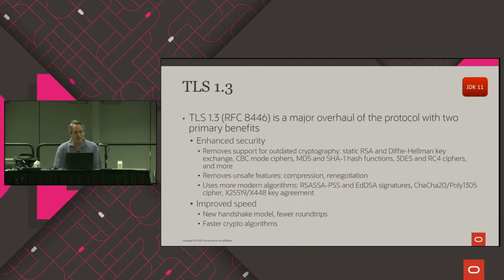By security, I mean it removes the support for some of these outdated cryptography algorithms. Static RSA, where if the RSA key is ever broken, you can basically decrypt everything immediately. It also got rid of the older Diffie-Hellman key exchange in favor of the elliptic curve Diffie-Hellman key exchange. It got rid of some of the CBC, or cipher block chaining, modes. The base for MD5 and SHA-1 is now gone. We got rid of triple DES, RC4, and so on.